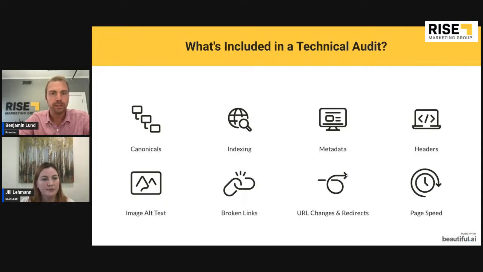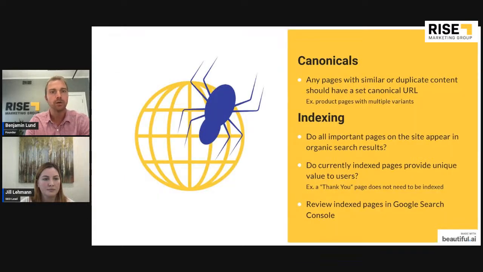Yep. Absolutely. A technical audit could really cover 20 or 30 different items, but these are the core 8 pieces that we focus on, because in our experience and knowledge these are some of the most important ones that are going to have the most impact on a site. So let's jump into canonicals and indexation.